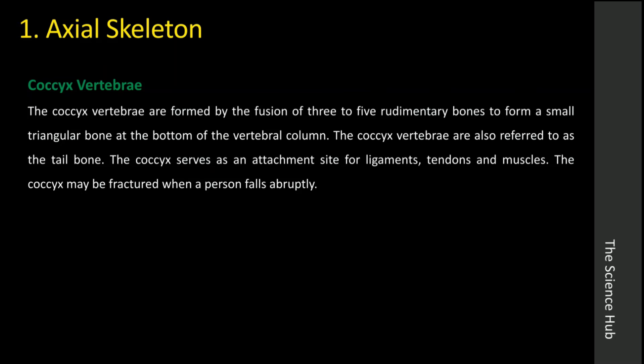Coccyx vertebrae. They are formed by the fusion of 3 to 5 rudimentary bones to form a small triangular bone at the bottom of the vertebral column. The coccyx vertebrae are also referred to as a tailbone as it shows a tail-like appearance. The coccyx serves as an attachment site for the ligament, tendons and muscles. The coccyx may be fractured when a person falls abruptly.